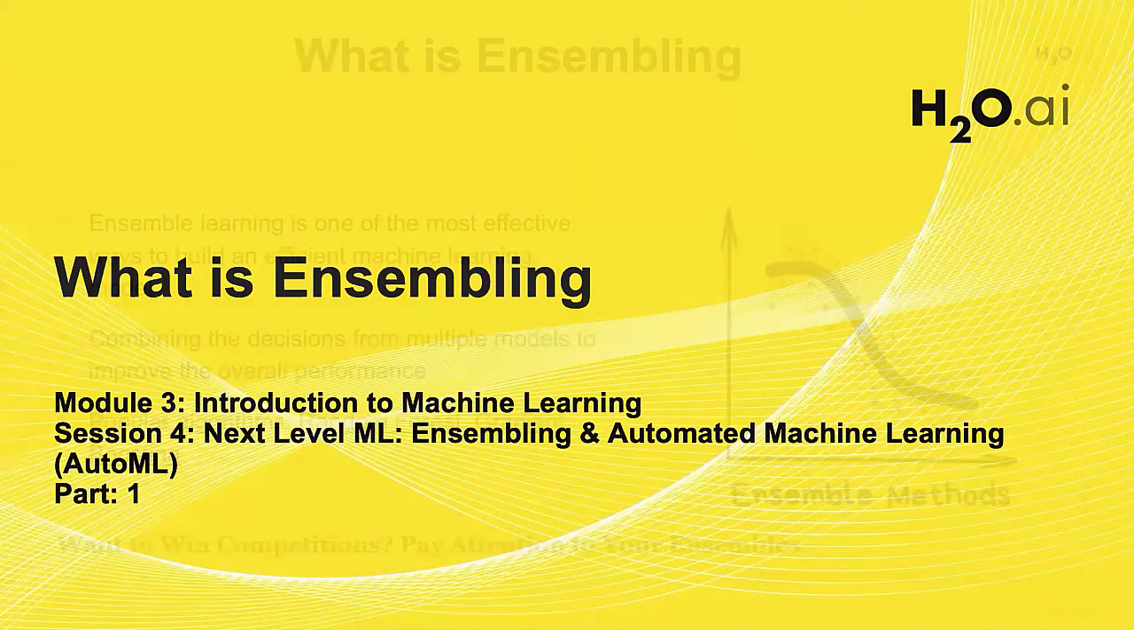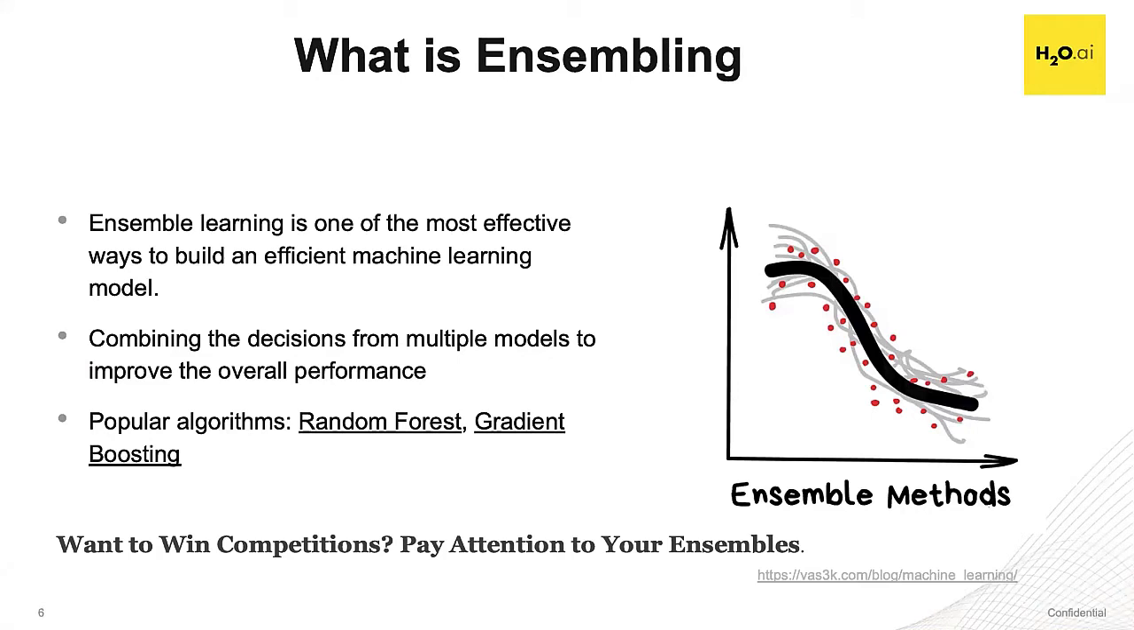So let's just quickly go over the definition of ensembling. Ensemble learning is one of the most effective ways to build an efficient machine learning model. You're combining the decisions from multiple models to overall improve the performance of your model. So you must have heard about some of the state-of-the-art algorithms like gradient boosting, or to be very specific, XGBoost, CatBoost, LightGBM. All these algorithms fall under the ensembling category.